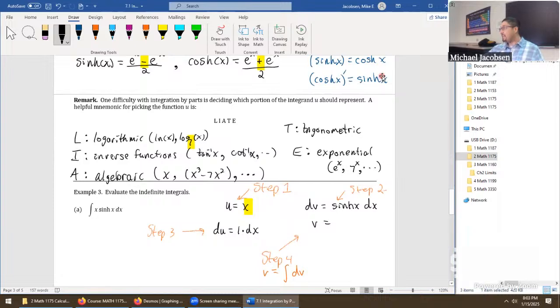Hyperbolic sine, if we take the antiderivative of that, we would get hyperbolic cosine. So this turns into cosh x. But probably a little bit more to say right here is we don't just put in any antiderivative. We want the simplest one possible. So we do not include plus c here. In this context, we're going for the simplest antiderivative to come up with a v function.